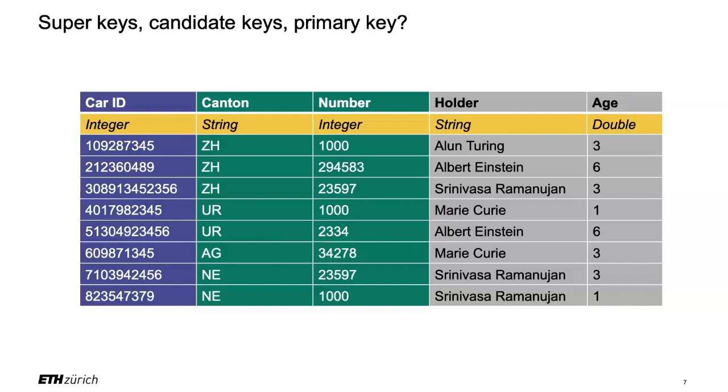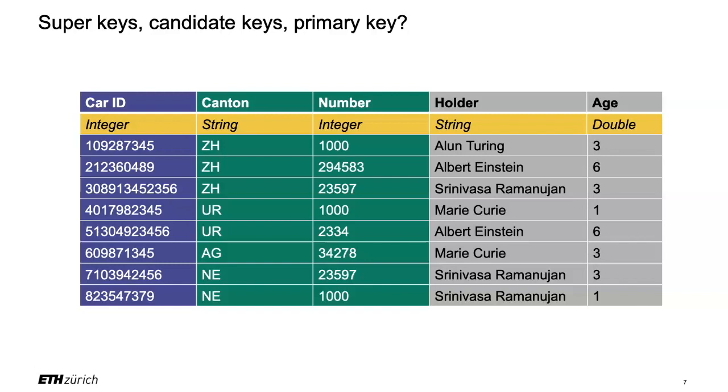Who agrees that canton plus number is a super key? Everybody, right? Who sees that you cannot remove canton from here because number is not a super key? You have 1,000 appearing 3 times, so you cannot remove canton from that.